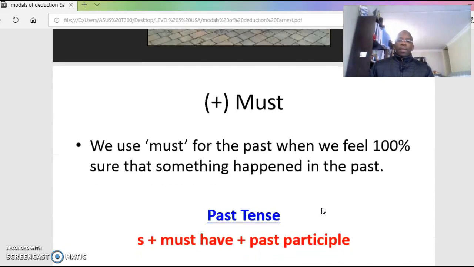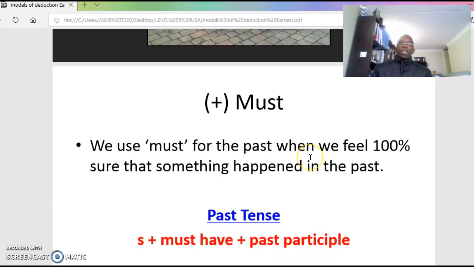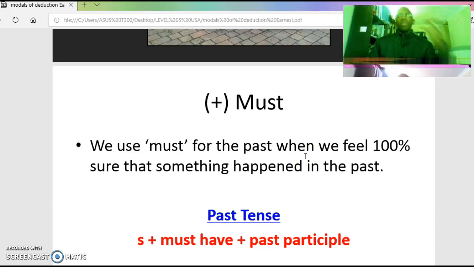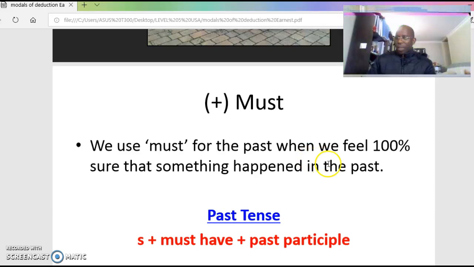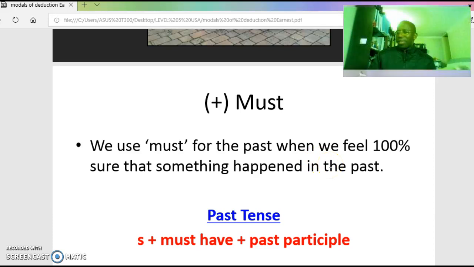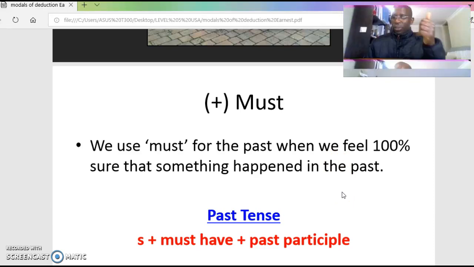And then when it comes to the usage of must in the positive way, we can see its usage not only in the present tense, but also in the past tense. Just like in the present tense, we use must for the past when we feel 100% sure of what happened in the past. I am sure of what happened, and I also have the evidence of that.